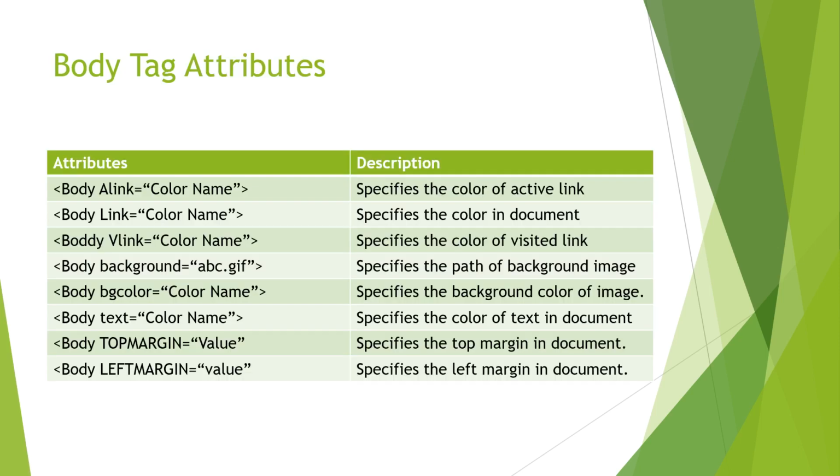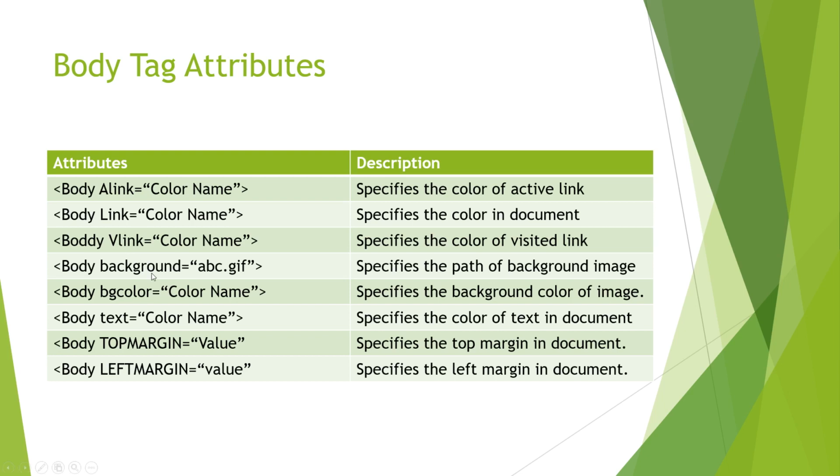Next is body tag attributes. We have a number of attributes, like alink. Alink represents, as I have already told, the active link of a program. Link is the basic link that will specify the color in a document. Body vlink, vlink is called a visited link. After a click, which color will show? We will understand through this program.